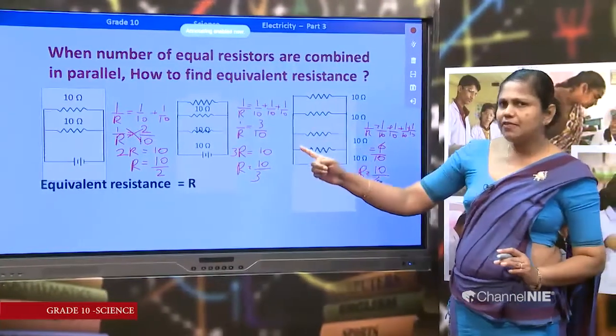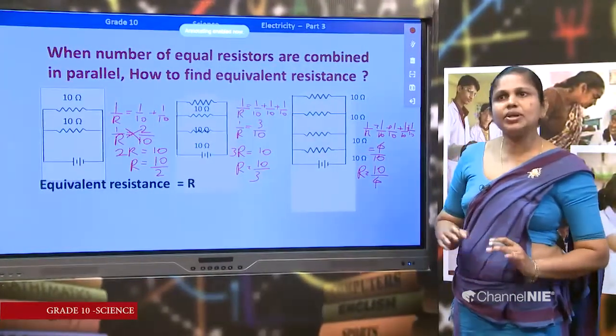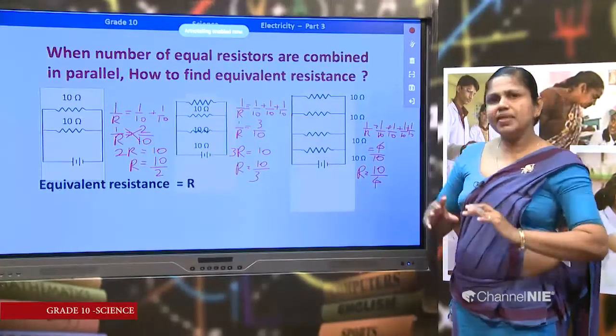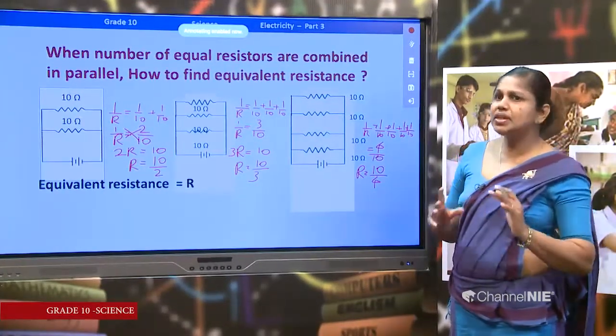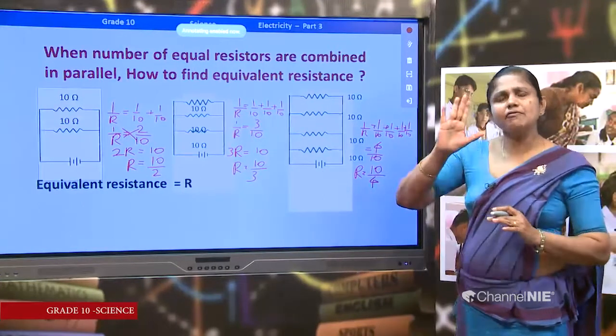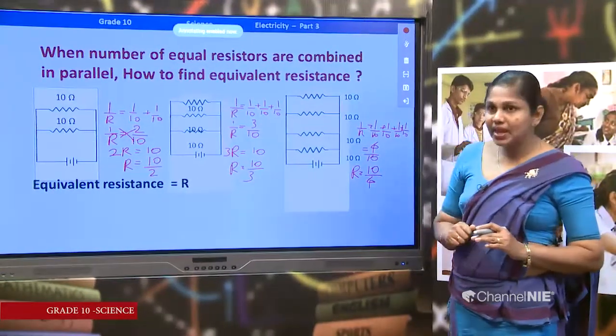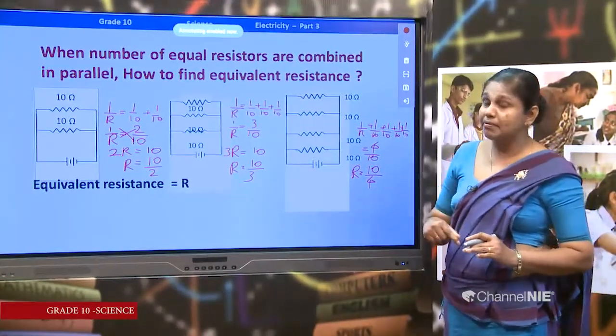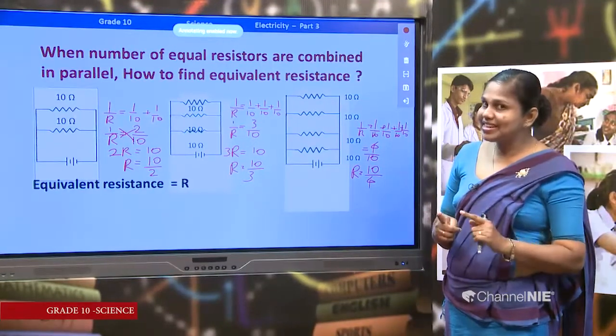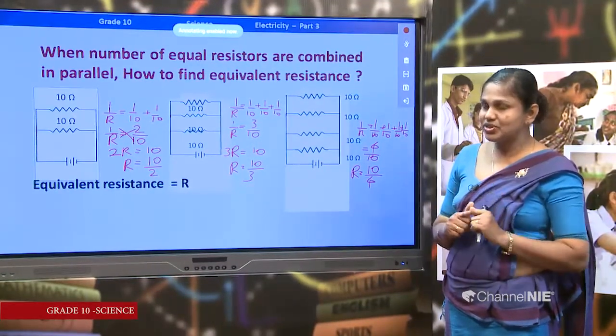See, in the first case, R equals 10/2, then 10/3, then 10/4. If we have 5 such resistors, then R equals 10/5. There's a pattern here. We can understand a pattern here, children.